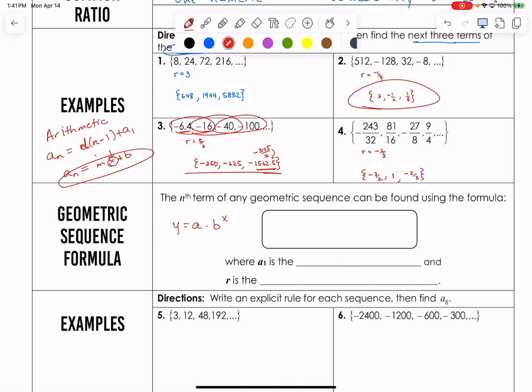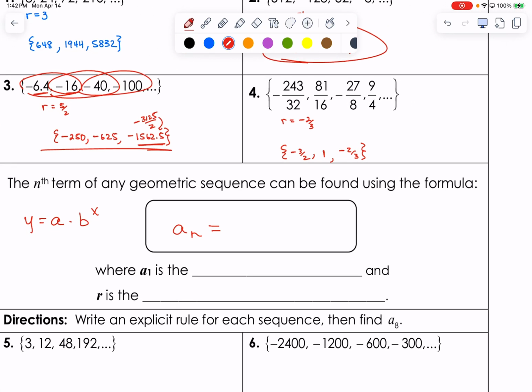All right, are you ready? We're going to write it like this, though. This would have been helpful when we were doing the explicit forms. This shortcut formula is super nice when you're trying to figure out the explicit. It's going to be your start, a sub 1, times the common ratio to the n minus 1 power.